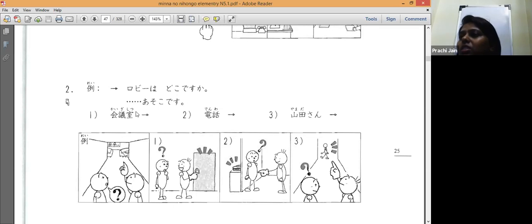And the first one is Kaigi shitsu. It's a meeting room. If you look at the picture, first of all, make a question with Kaigi Shitsu. Ask where is the meeting room, how can you ask?